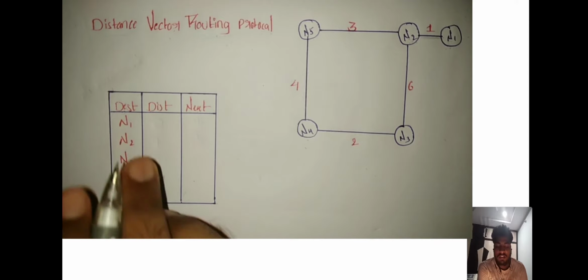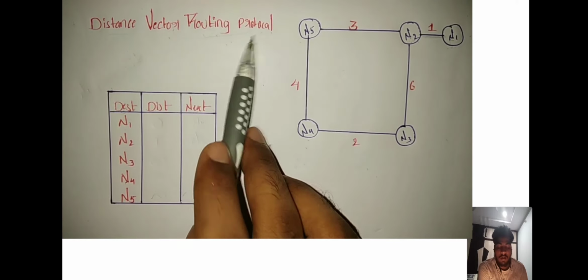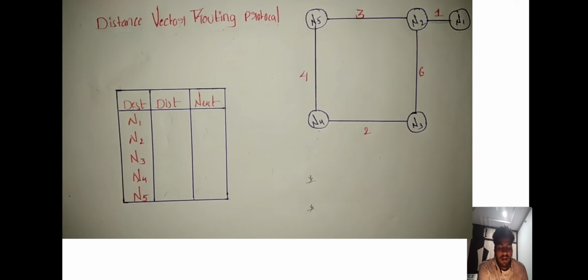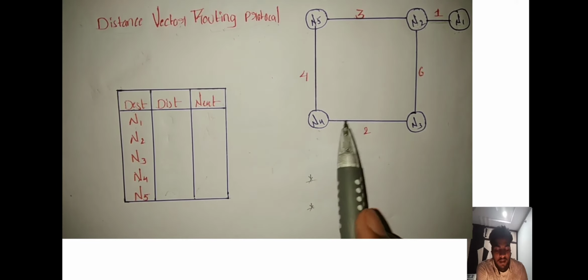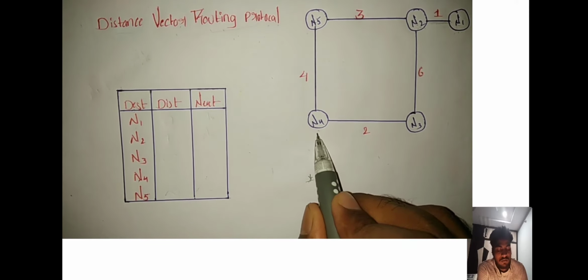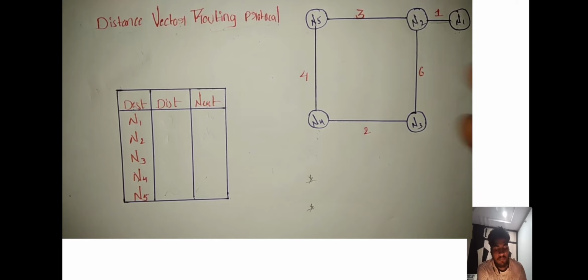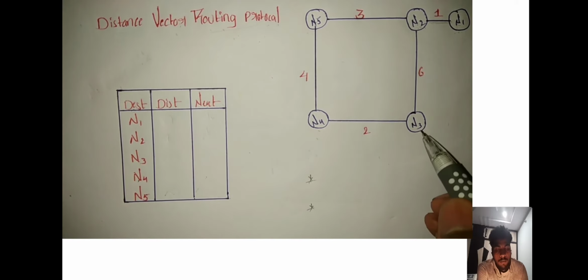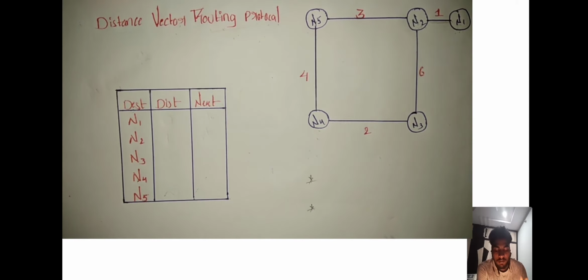Now in this distance vector routing protocol, there are 2 main rules. First one is every router will know how many routers are available in the network. That means N4 will know that there are 5 routers in the network. N3 will also know there are 5 routers in the network. That is the first rule.